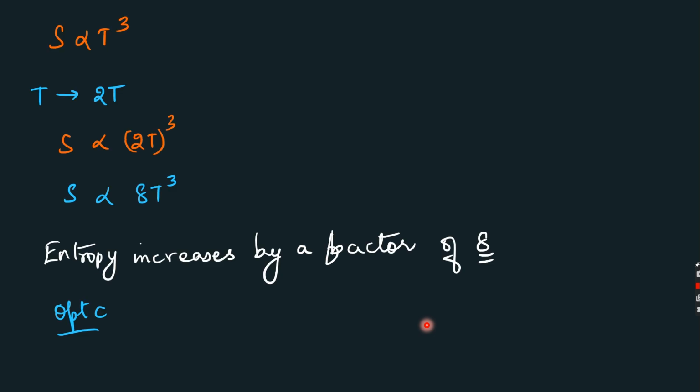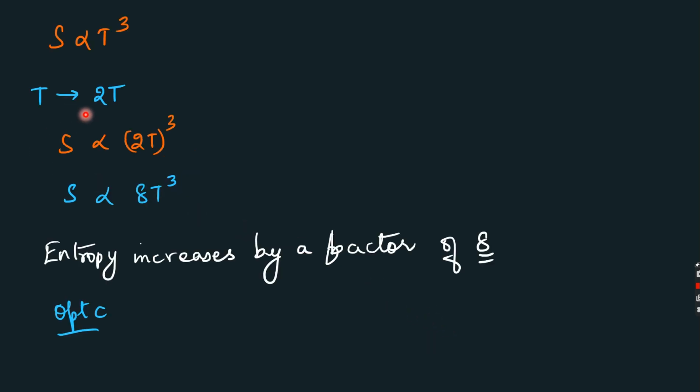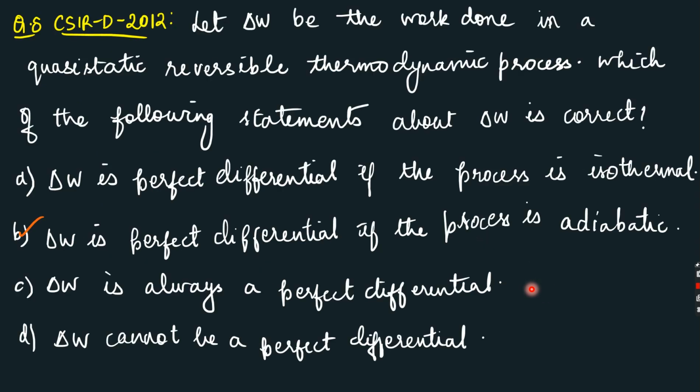Now you can see from here that S is proportional to T cube, right? So, when temperature T goes to 2T, then S will be proportional to 2T the whole cube. So, S will be proportional to 8T cube, right? So, basically, the entropy increases by a factor of 8, which is option C. An easy one. So, next is from December 2012.